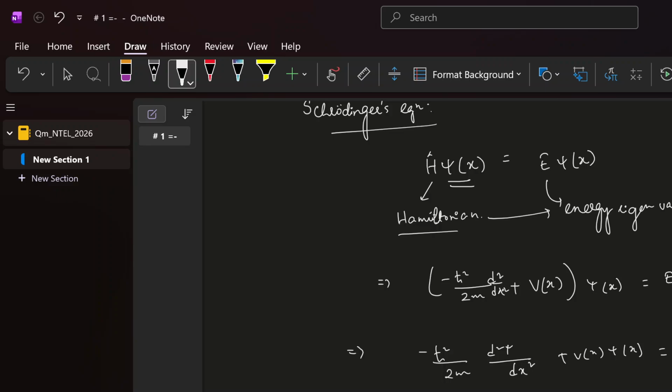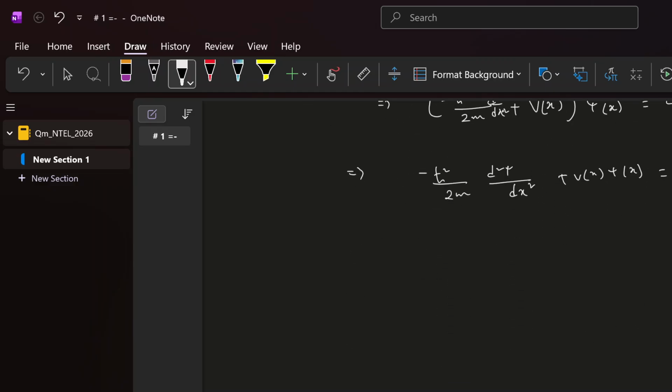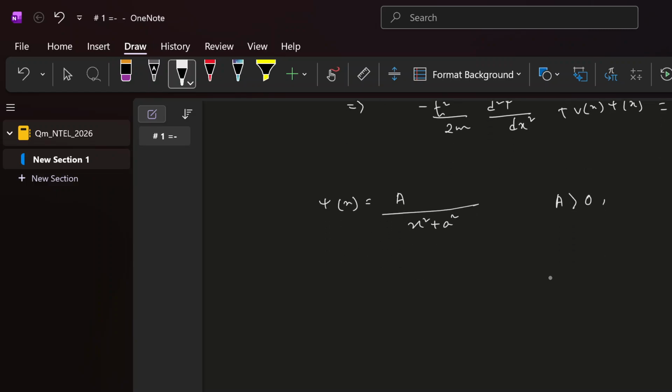So if you put E equal to 0, the right hand side becomes simpler, it is equal to 0. So it actually simplifies the problem even more. Now if you look at the functional form of psi x that is given to you in the problem, it is a by x squared plus a squared, where a is some unknown constant given that a is positive. I think that is mentioned in the problem.